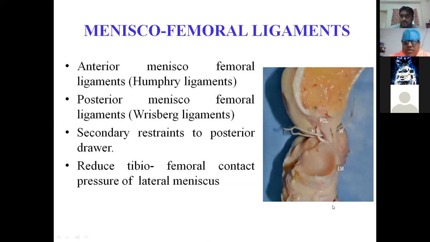Once again, we are giving the lateral view of the meniscofemoral ligament. This is the anterior meniscofemoral ligament. This is the PCL. This is the posterior meniscofemoral ligament. The anterior meniscofemoral ligament is also called the ligament of Humphrey, and the posterior meniscofemoral ligament is also called the ligament of Wrisberg.